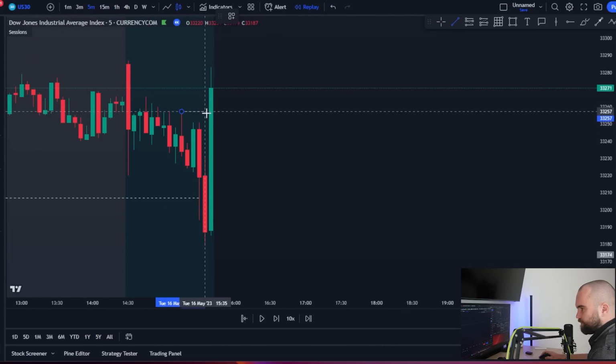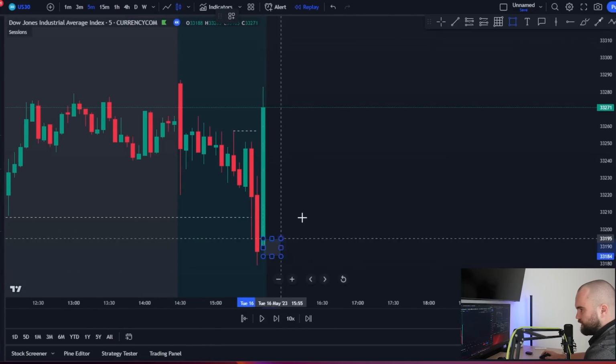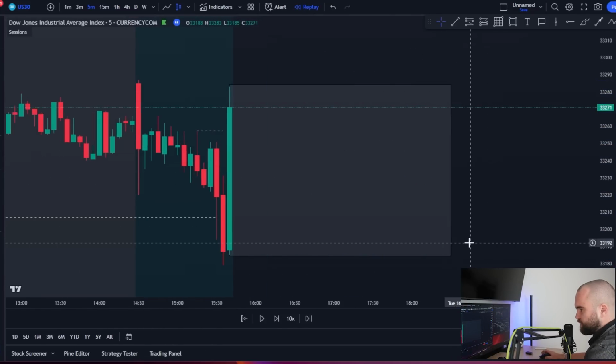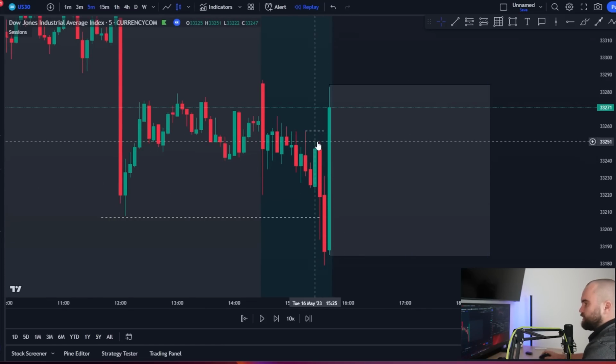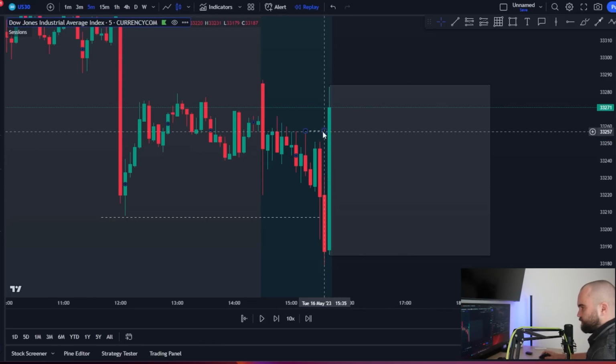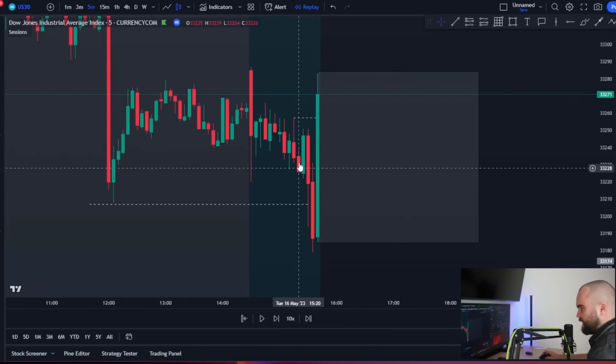This here. Okay, and so what we would do now is mark out the bit of structure that caused it, which is this whole zone. Okay, and so that would be our change of character. This is where it's swept. Okay, and how did I determine this as my change of character?